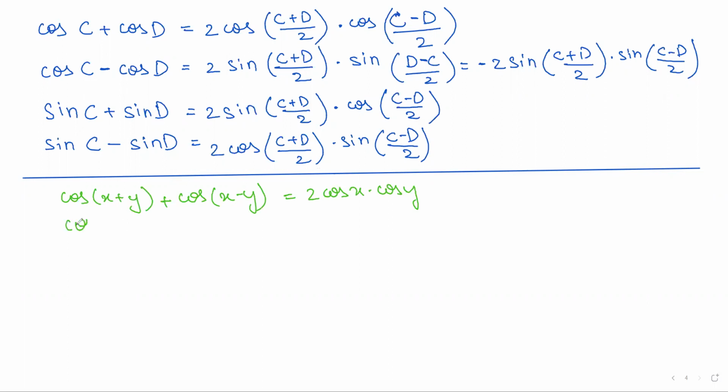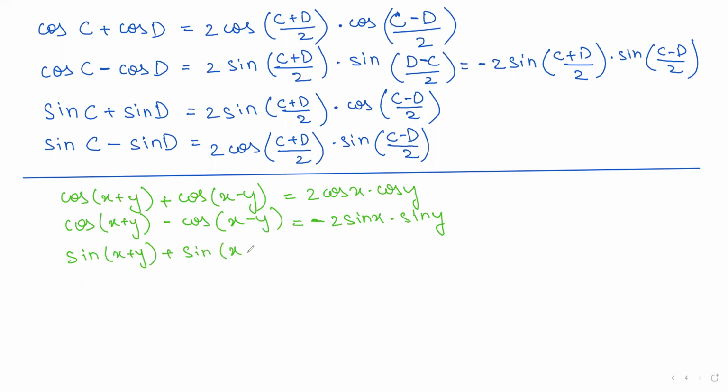What happens if you subtract them? Cos of x plus y minus cos of x minus y, then you get minus 2 sine x into sine y. Sine of x plus y plus sine of x minus y: you're adding two sine terms, and you'll get 2 times sine x into cos y.